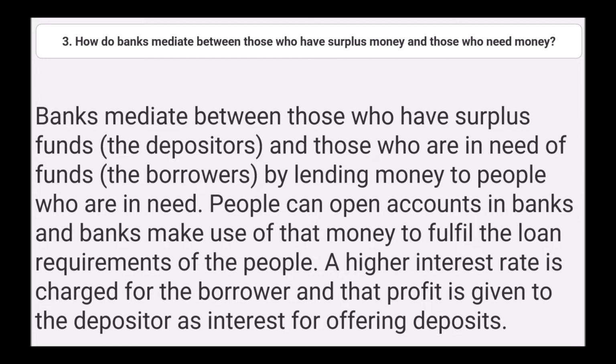Next, how do banks mediate between those who have surplus money and those who need money? Banks mediate between those who have surplus funds, the depositors, and those who are in need of funds, the borrowers, by lending money to people who are in need. People can open accounts in banks, and banks make use of that money to fulfill the loan requirements of the people. A higher interest rate is charged to the borrower, and part of that profit is given to the depositor as interest for offering deposits.